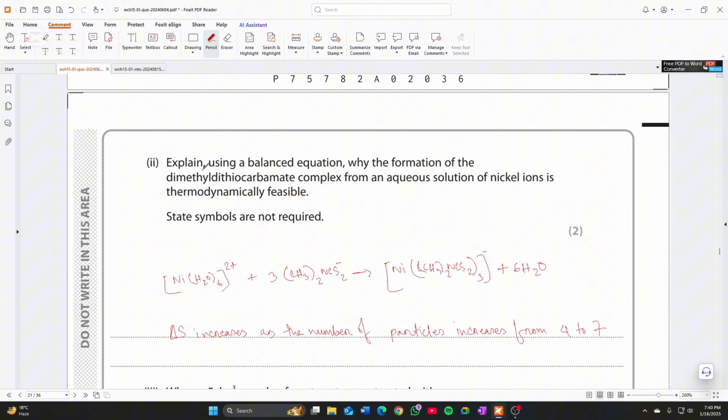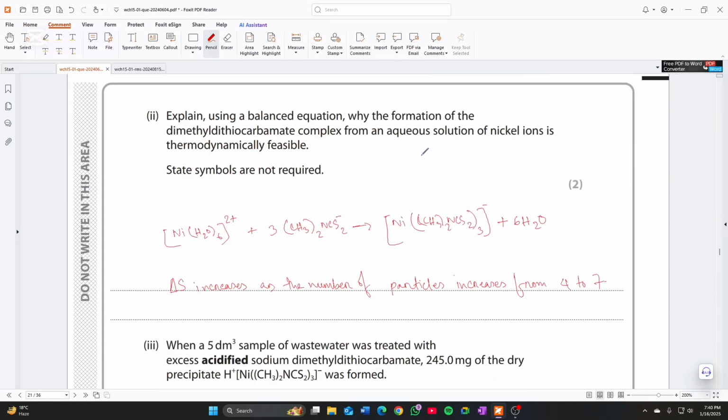Question 2. Explain using a balanced equation why the formation of this complex from an aqueous solution of nickel ions is thermodynamically feasible. Okay, since we don't have the E cell values, we can explain this with the increase in entropy. If the entropy increases, the reaction is more thermodynamically feasible. So here is the reaction.